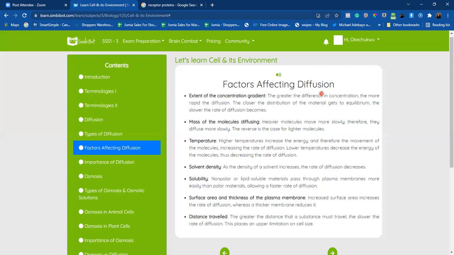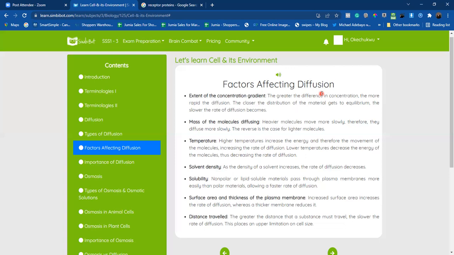Number 3, temperature. Higher temperature increases the energy and therefore the movement of molecules. So the higher the temperature, the higher the rate of diffusion. The lower the temperature, the lower the rate of diffusion. These things are very simple.